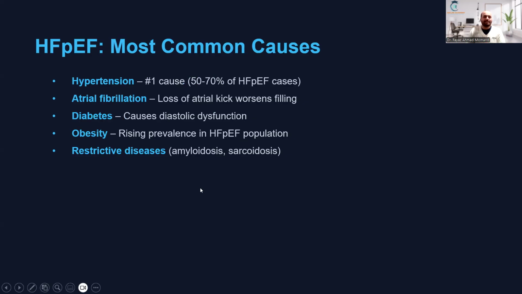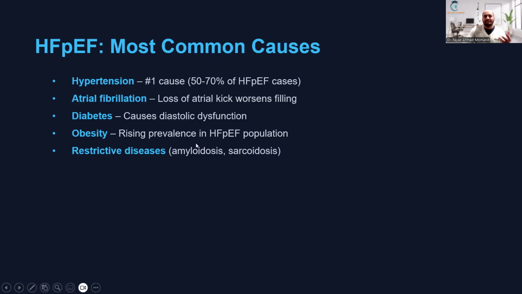Preserved ejection fraction is more of the heart failure you see in patients with hypertension of long duration. Most commonly, it's caused by hypertension. Hypertension is the culprit in most cases. Even up to 70% of cases may be attributed to hypertension. Atrial fibrillation can also cause preserved ejection fraction heart failure. Diabetes can cause diastolic dysfunction or heart failure with preserved ejection fraction. Obesity is a risk factor for heart failure.